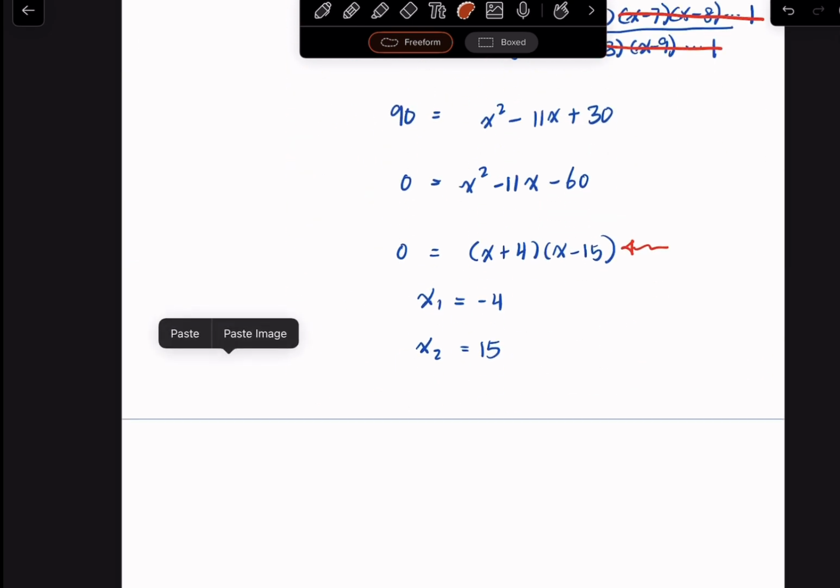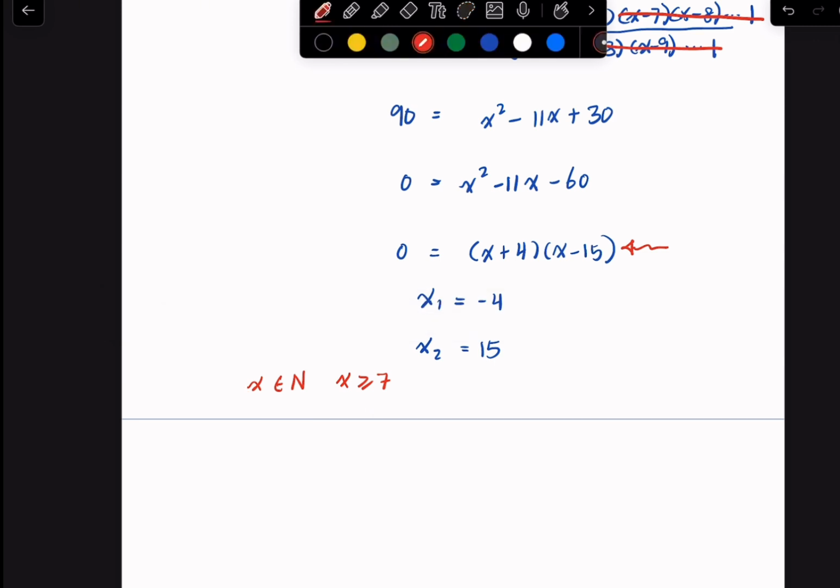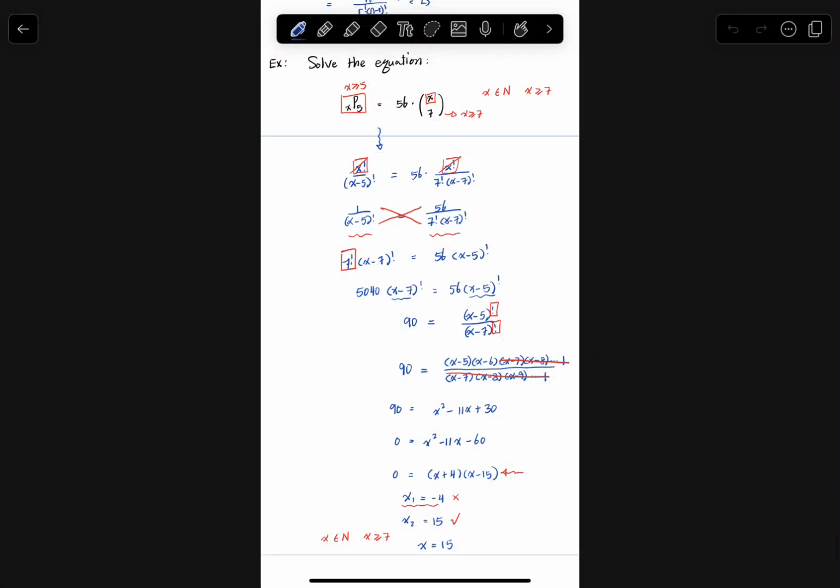With this restriction, let's look back at the solutions we just found. Clearly, x1 does not work, because it's not even a natural number. x2 is a natural number that's greater than or equal to 7. So our only answer will be x equals 15. Okay, that's all for the third example of today. If you have no problem with it, you are a graduate from this video, which is the algebraic meaning of the combinatorial operations. Okay, and I guess that's all for this video.